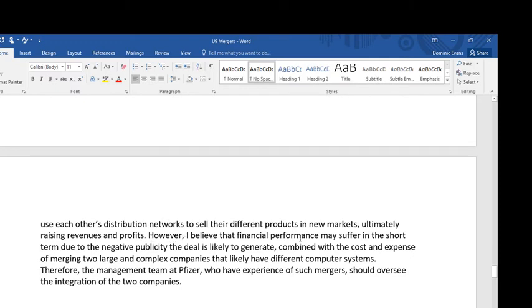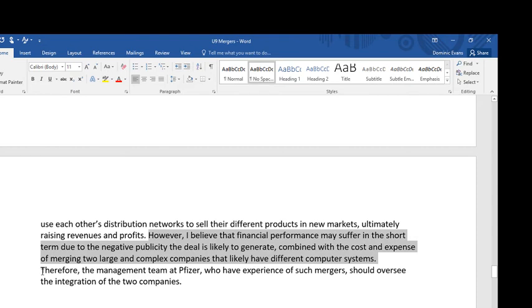However, I believe that financial performance may suffer in the short term due to the negative publicity the deal is likely to generate, combined with the cost and expense of merging two large and complex companies that have very different computer systems. So this is my balance in my answer. If you read the grade descriptors of a high-level answer, they want some balance in there. This is something I've already discussed, but I've just incorporated it into my conclusion as my main disadvantage of the merger. And you can see I've also evaluated through using short and long term here.